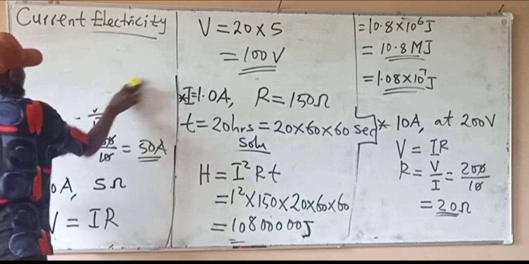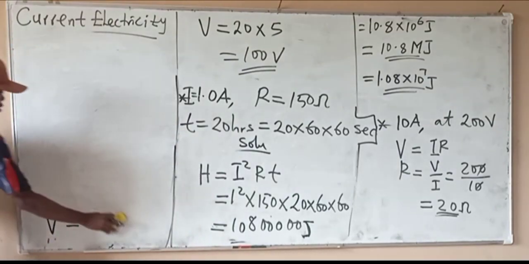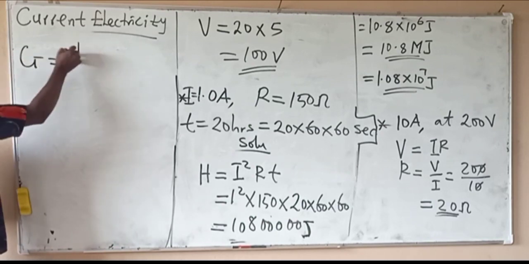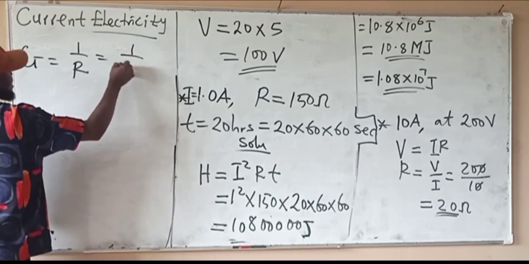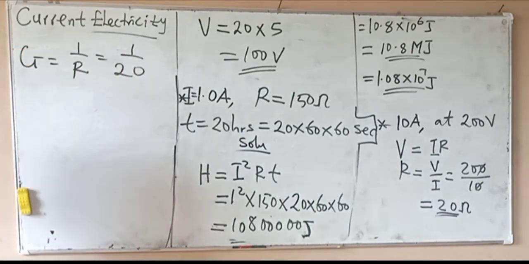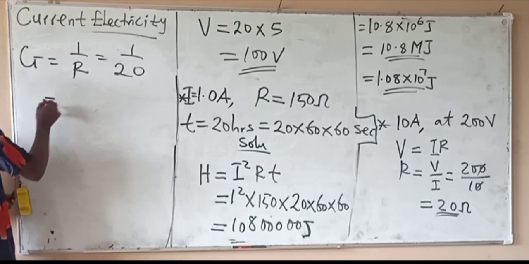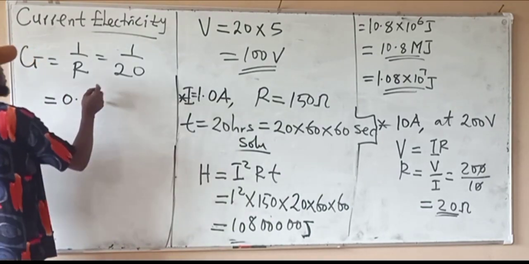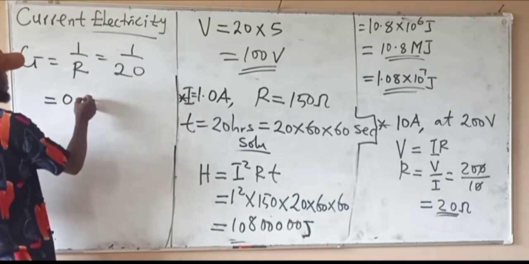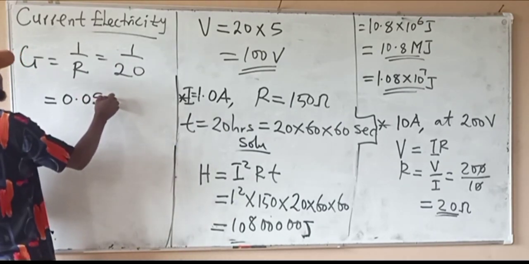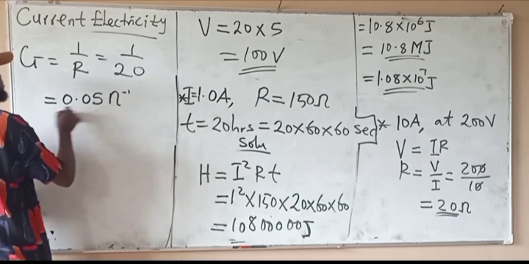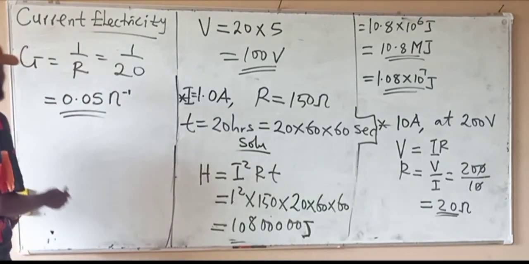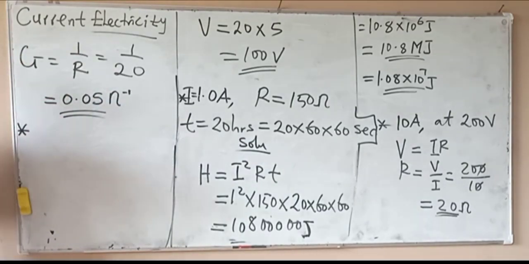Now what will be the conductance of the wire? The conductance G, which is the inverse of resistance, will be 1 over 20. So this is going to give us 0.05 per ohm, because it's 1 over ohms. Then lastly, last question for today.